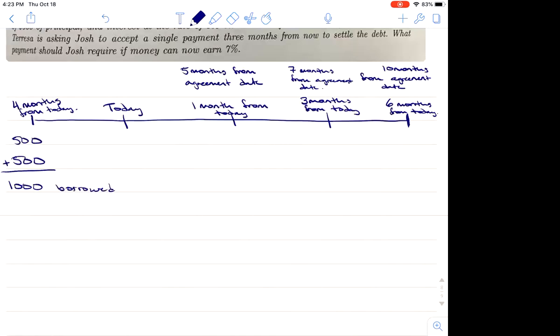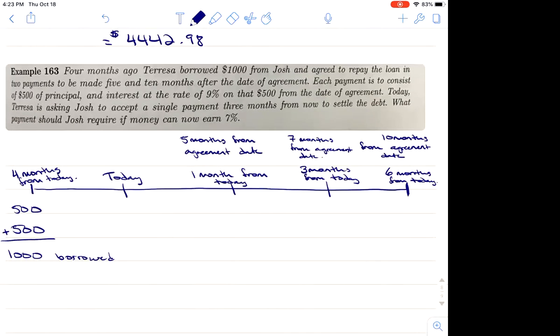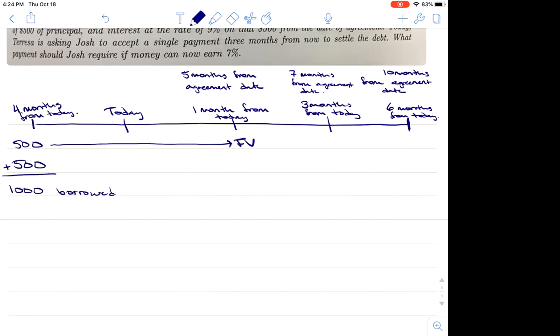Okay. That's right. So then just to show what they mean by this $500 of principal and interest at a rate of 9% on that 500 from the date of the agreement. All that's saying is that, okay, well, this 500, I have to pay back some future value, right? The arrow's going forward, so we have to calculate a future value at 5 months from the agreement date, sorry.